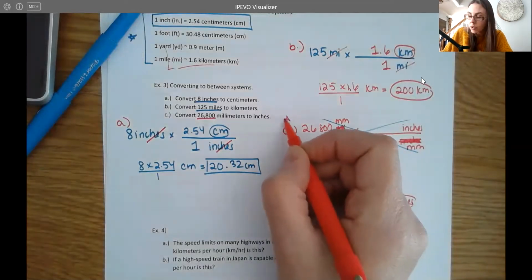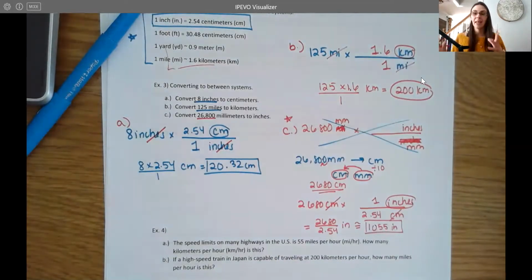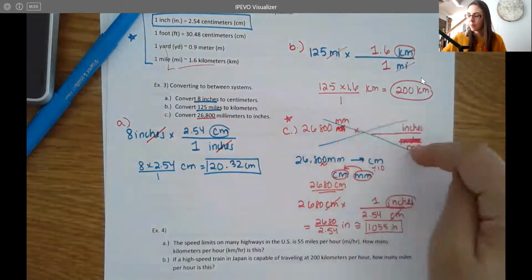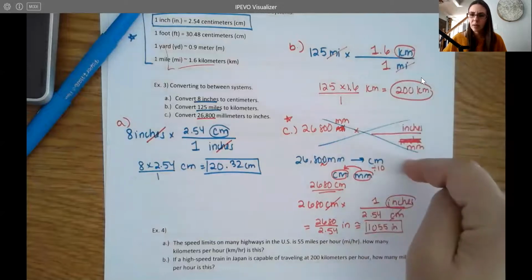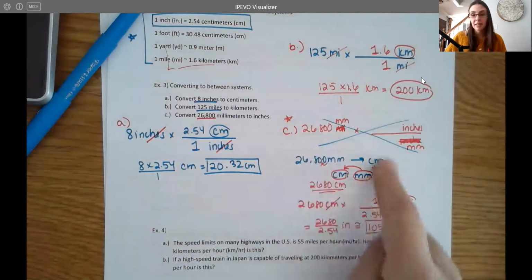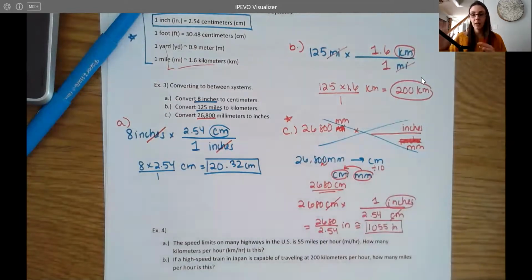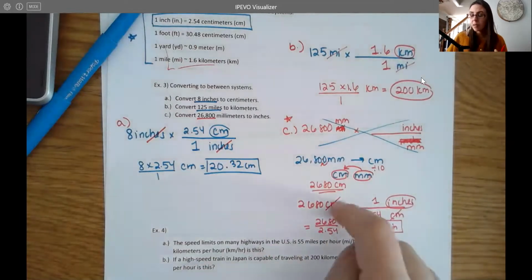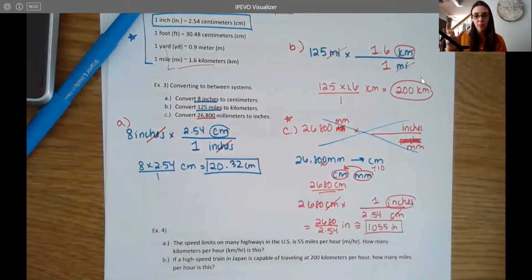So this one's a little tricky. Sometimes we have to do an intermediary step. If I don't have the direct conversion, so here I try to set it up and I'm like, oh, I can't do this. I don't have inches to millimeters, but I have inches to centimeters. So let me make this centimeters first, and now I can use my dimensional analysis. So some of them are a little trickier than others, but you may have an intermediary step there.